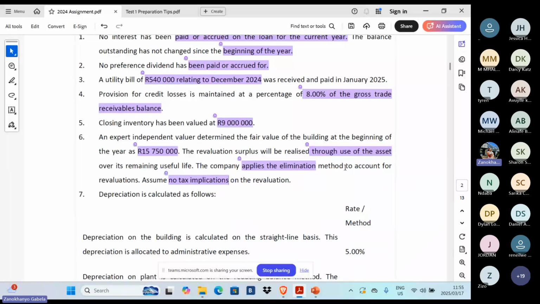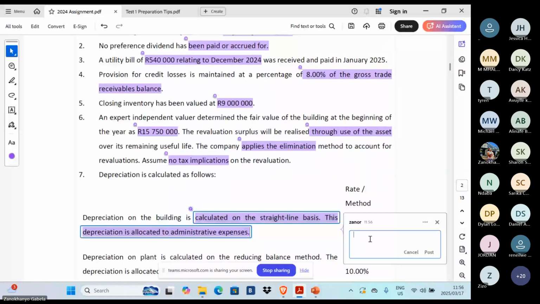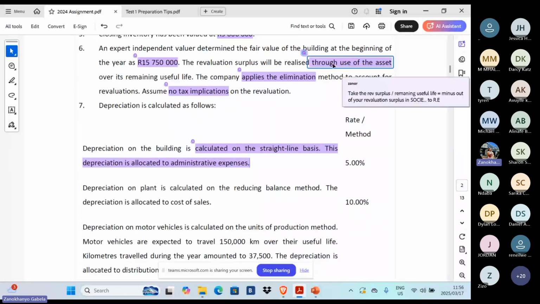And then in December, we are going to process a depreciation. They say depreciation on the building is calculated on a straight line basis, and this depreciation is allocated to administrative expenses. So we must calculate depreciation based on 15M, the fair value, multiply by 5%, then add this to admin expenses. And once you're done, remember they said there is a transfer through use. What do you mean by that? Over the remaining useful life.